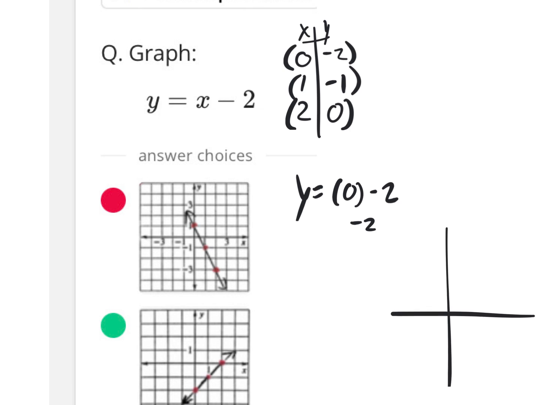And what should that look like? Well, we could see it right here. (0, negative 2), that's that dot right there. (1, negative 1), that's that dot right there. And (2, 0), not up or down, it's 0 on the y. So these 3 dots, this line is the correct answer.